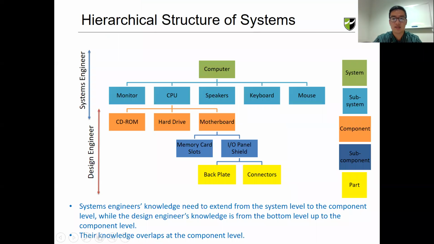When we talk about a system, a system is made up of a couple of subsystems, and then the subsystem is made up of components. Components can be further broken down into subcomponents, and it is all these individual parts which are the lowest level. So every little part makes up your subcomponent. This is the hierarchy structure of a system.